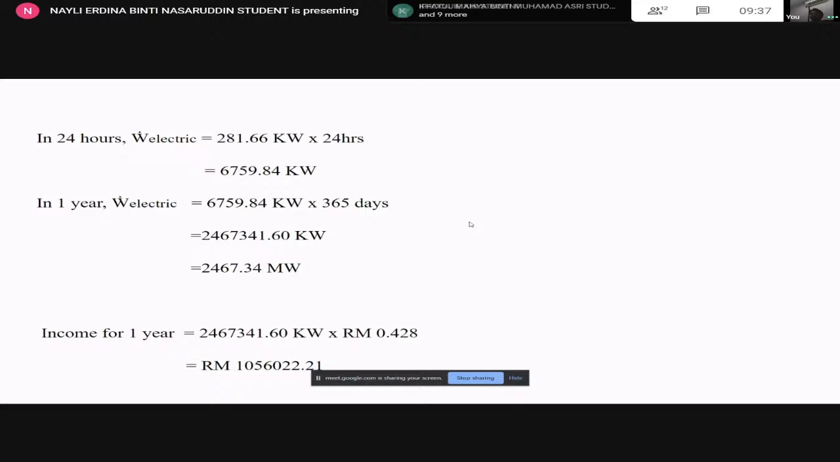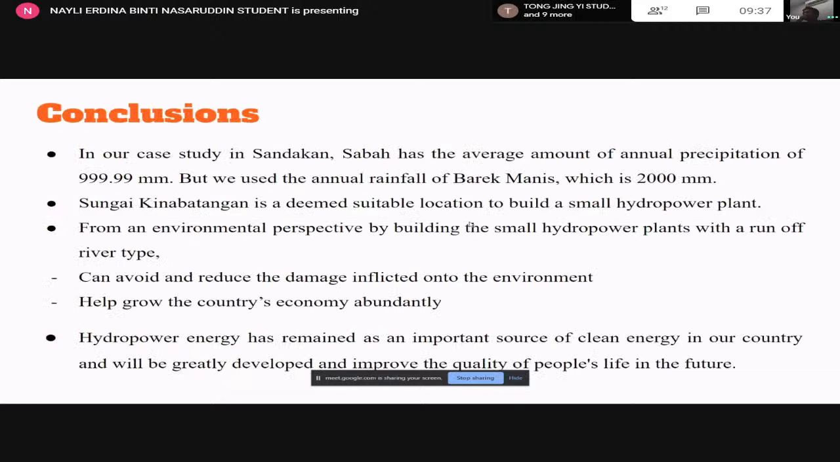Thus, in 1 year that the hydropower runs for 24 hours, it produced 2,467.34 megawatt. To get the output income for 1 year, we multiply the power generated by 0.48 ringgit, and we got 1,056,022 ringgit in 1 year.